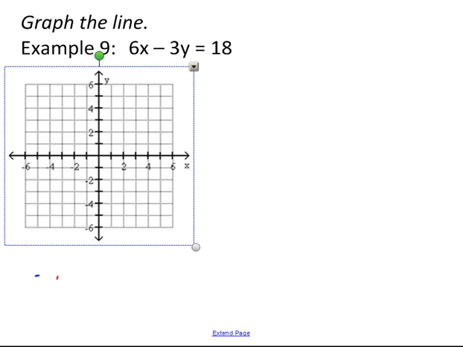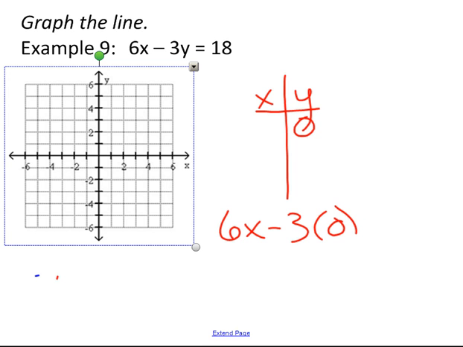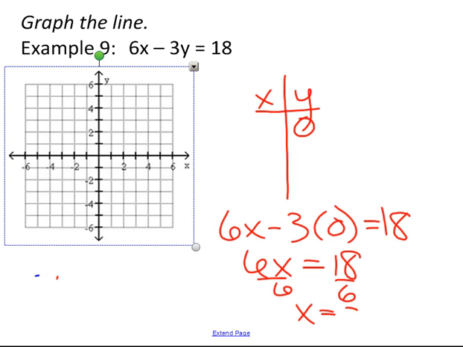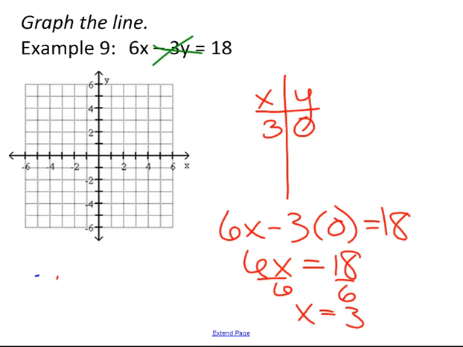Okay. All right, so x and y, plug in 0 for y. 6x minus 3 times 0 is equal to 18. 6x equals 18. Divide by 6, and you get x equals 3. And notice what happened here. When I plugged in y equals 0, that was gone. So I don't even need to worry about it. 6x equals 18.